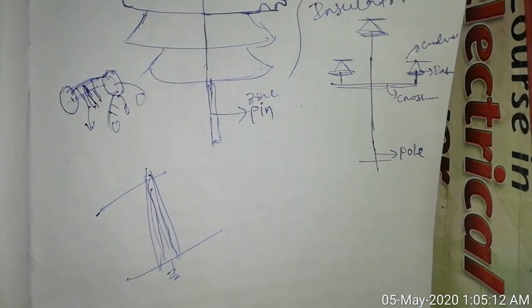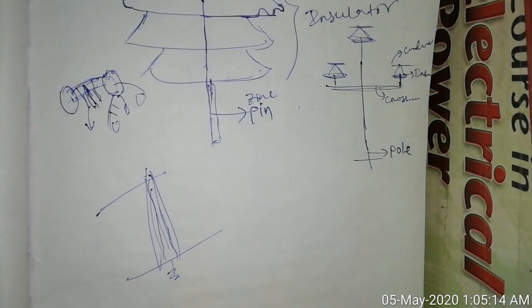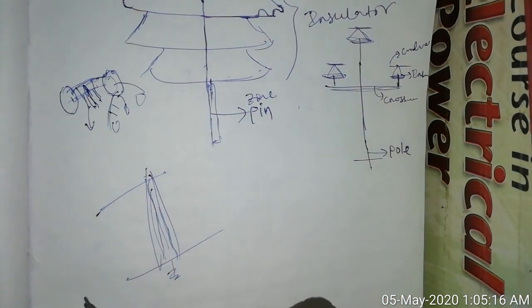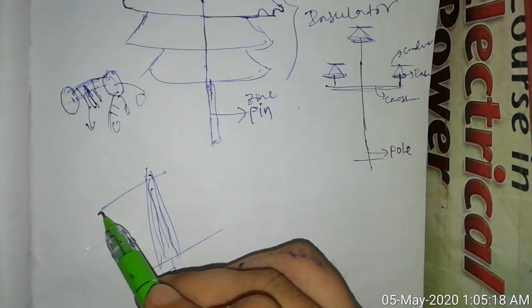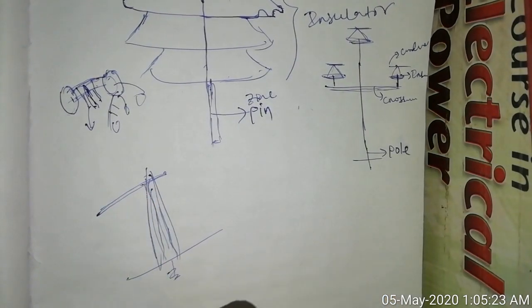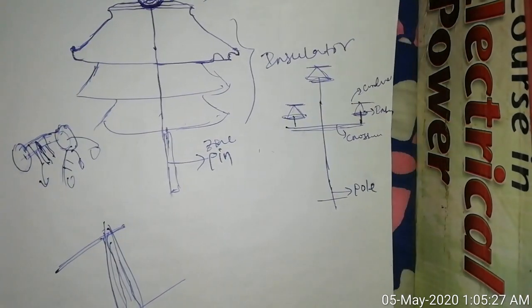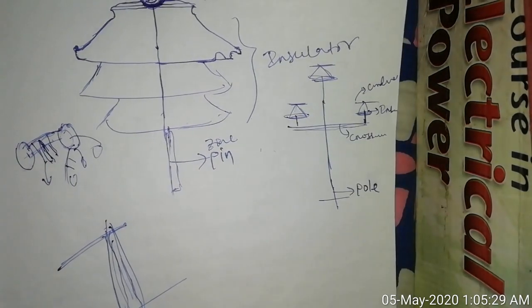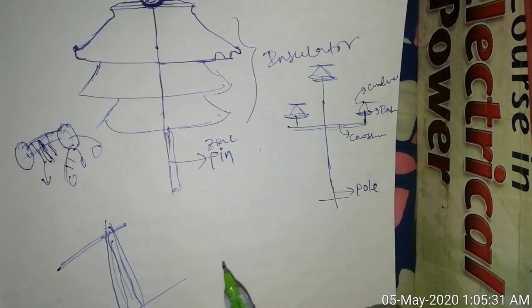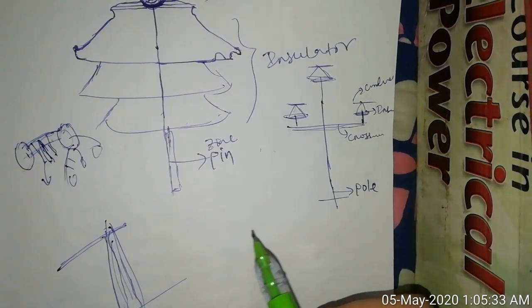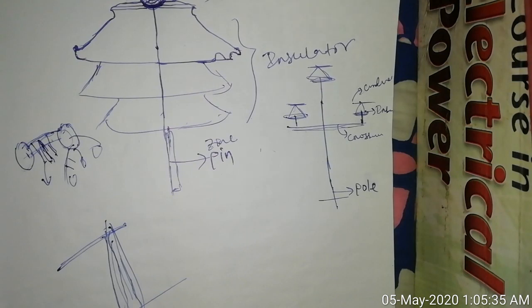That's where the use of insulators comes into the picture. An insulator prevents the direct contact of a live conductor with the tower or the pole. In this way, the live conductor does not get direct contact with the pole structure or the tower structure.